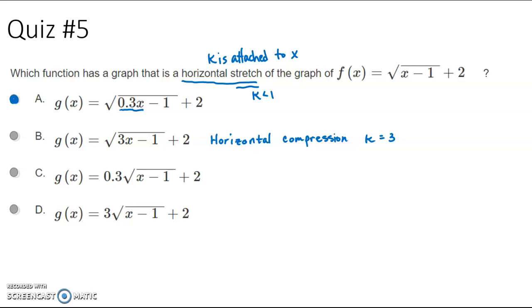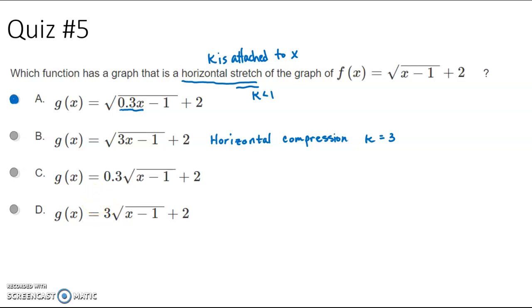Letter C is taking our function and multiplying it by 0.3. That's going to be a vertical stretch. It's actually going to be a vertical compression because the k is less than 1. And letter D is also going to be a vertical change because we're multiplying by 3.